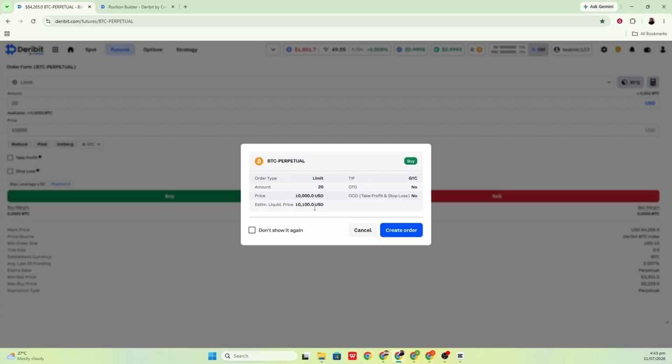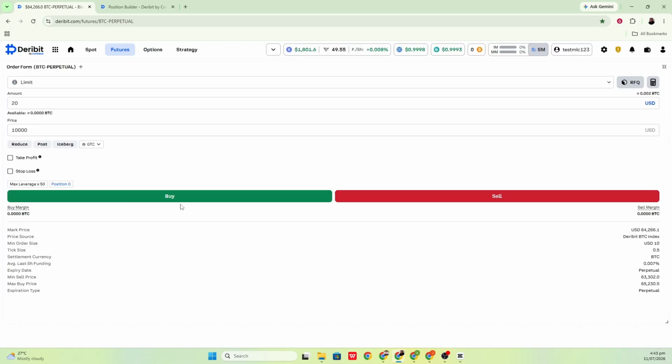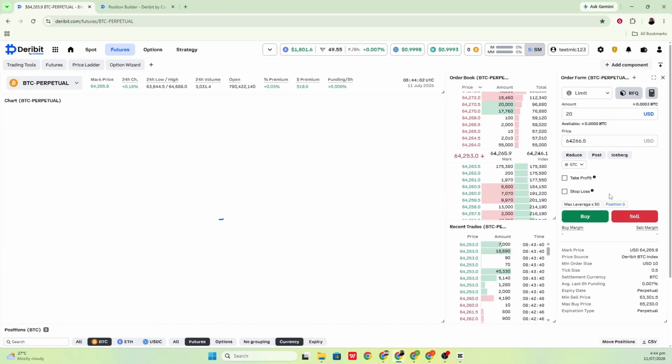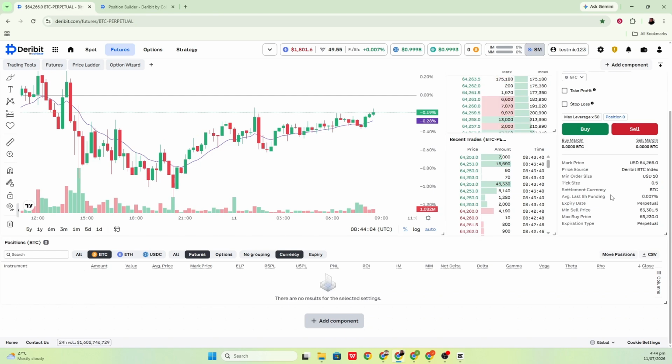After your order has been filled, scroll to the bottom of the trading interface and monitor the position using the available tabs. Open the Positions tab to track your active long position in real time. Pay close attention to the liquidation price. If Bitcoin's global mark price reaches that level, the system will automatically close your position.